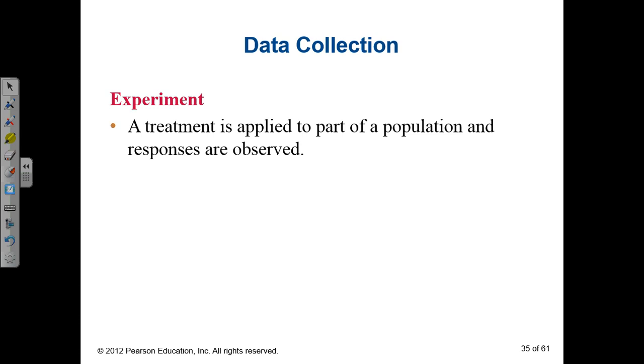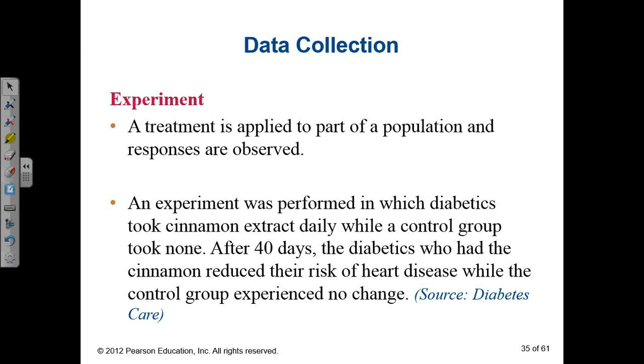Another type of statistical study is an experiment. And in this case, the researcher is applying some sort of treatment to the population and observing what happens. So suppose you're interested in the risk of heart disease and cinnamon. So this researcher took a bunch of diabetics, gave cinnamon extract to some, and then another control group took none. Then afterwards she looked at the reduction in their risk of heart disease, while the control group experienced no change. That is an experiment because she has applied some kind of treatment to her study.